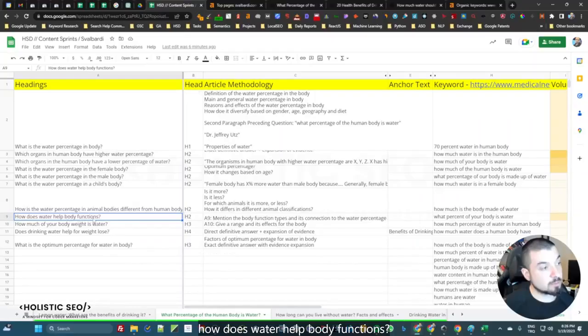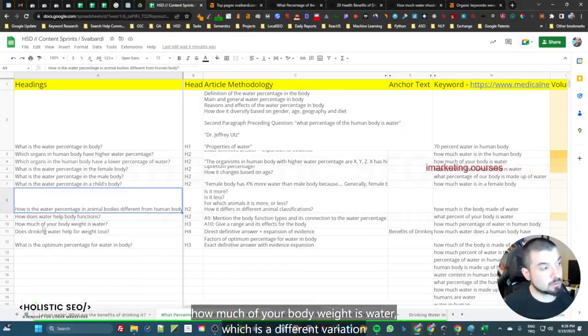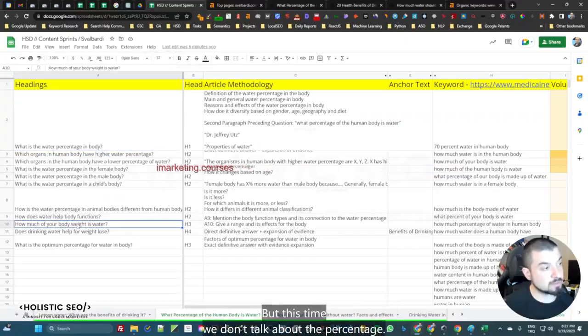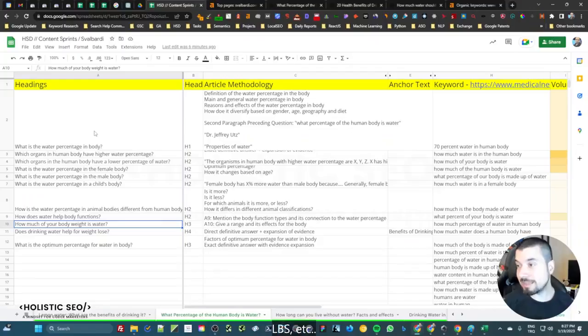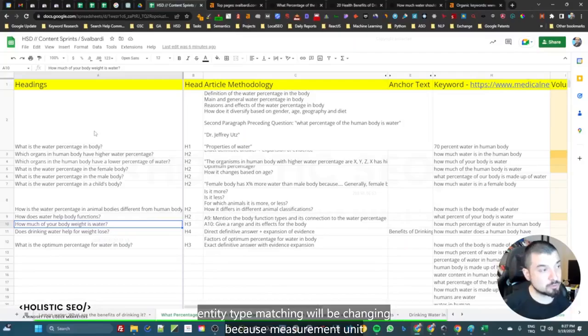Then how does water help body functions? As you remember, body functions is something that we directly mentioned in the introductory part of benefits of drinking water. It is also mentioned in the water intake in this area too. How much of your body weight is water? This is a different variation of the same question, but this time we don't talk about the percentage, we talk about the kilogram or lbs, whichever you use. In this case, imagine that neural matching or entity type matching will change because the measurement unit that we are using changes. It's not a percentage anymore.